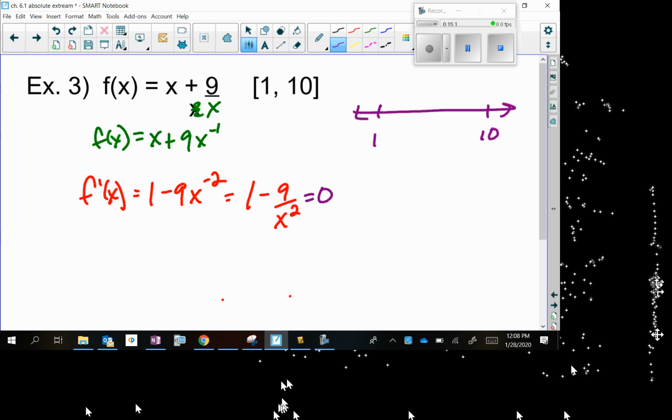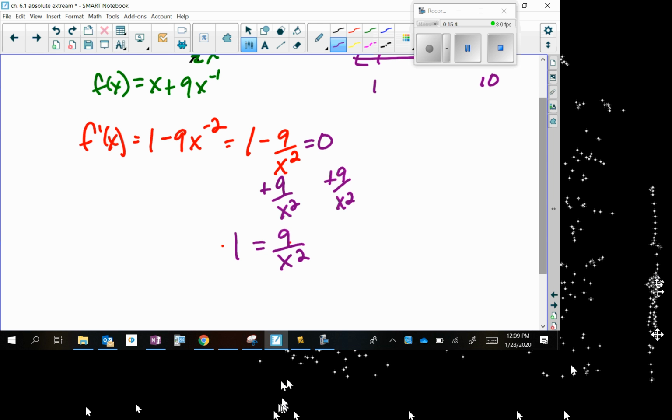What's that, Catherine? You could take the 1 to the other side, or what I'm going to do is it's a little bit easier because I'm going to add this to the other side. It just makes everything positive. We get the same answer if we subtracted the 1, but I feel like negatives kind of mess up things at times. So I'm going to add the 9x squared to both sides. And I get 1 equals 9 over x squared.